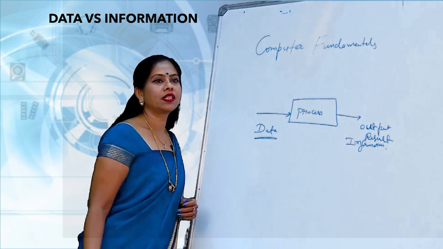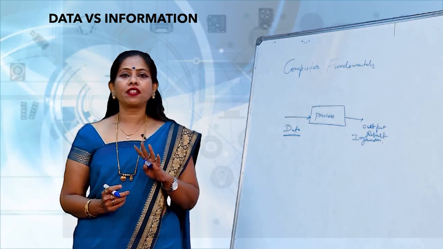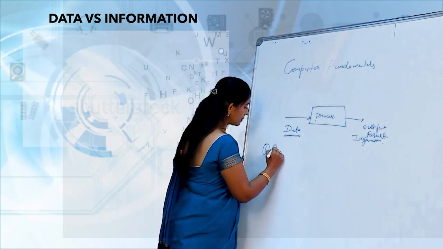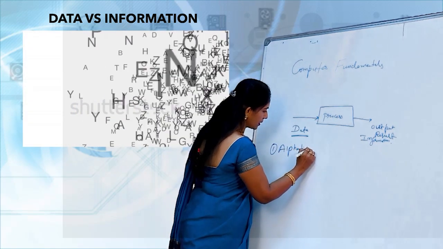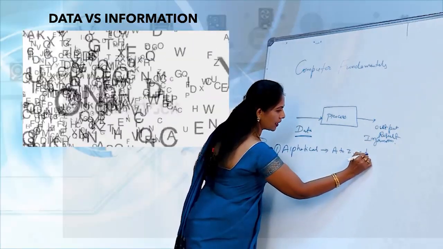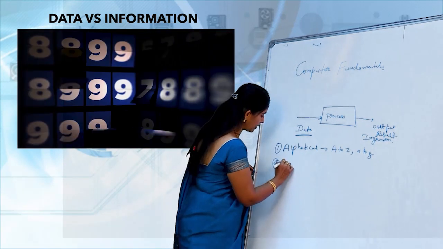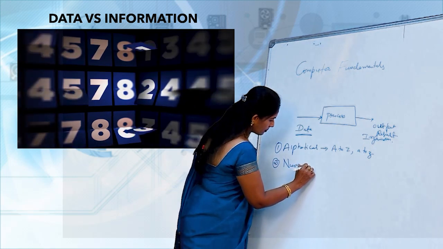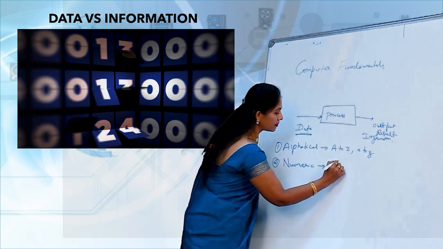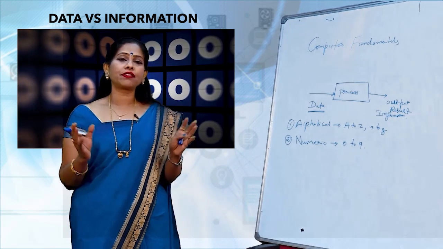What is data? Data means raw facts and figures. There are 4 types of data. Which are they? Alphabetical, alphabets. Alphabetical data means alphabets, capital A to capital Z, small a to small z. Second data is numbers, numeric data. So numbers are from 0 to 9. All numbers come from the combination of digits between 0 and 9.